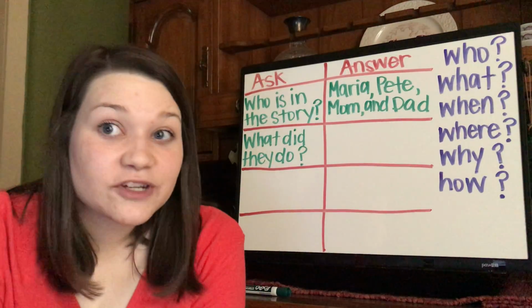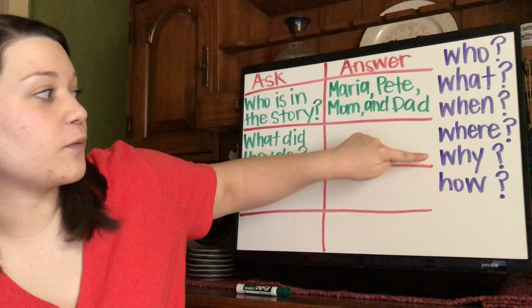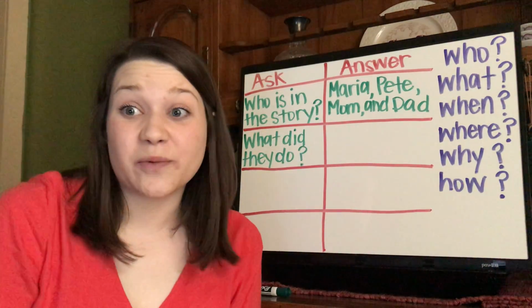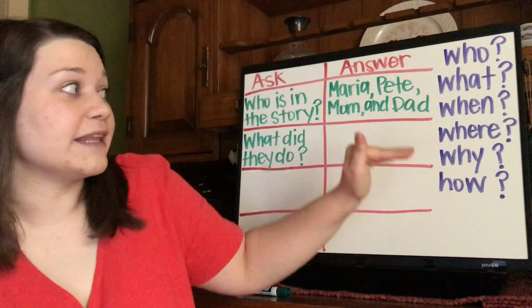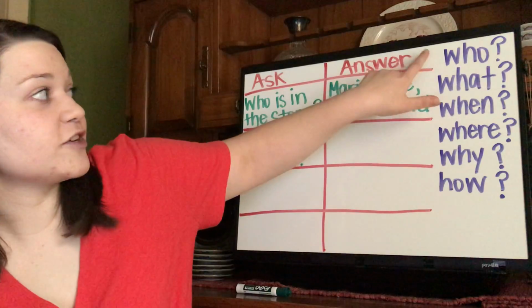Now, whenever we're asking questions, we want to make sure we're using our question words. So we have who, what, when, where, why, and how. So what I would do is just start going down the list and see if I can come up with a question for any of those words. So my first word is who.